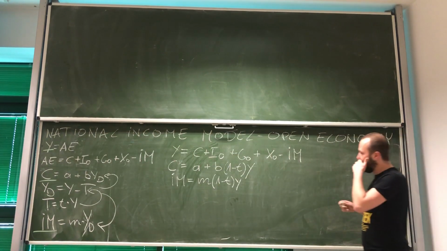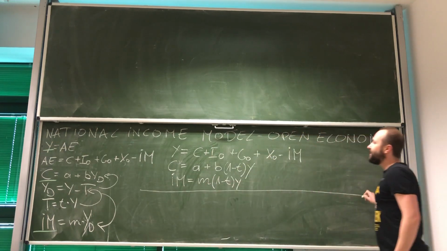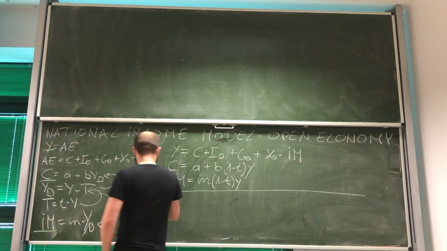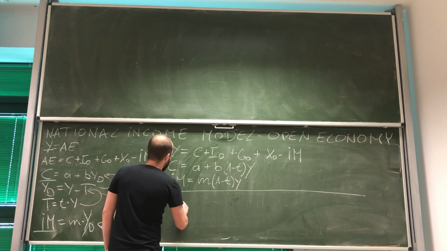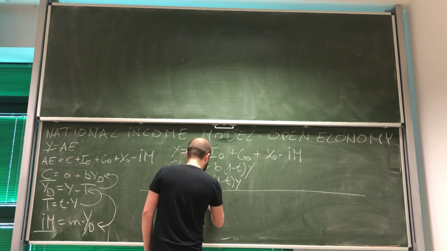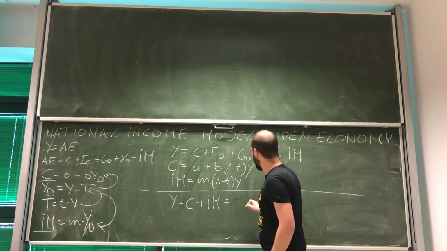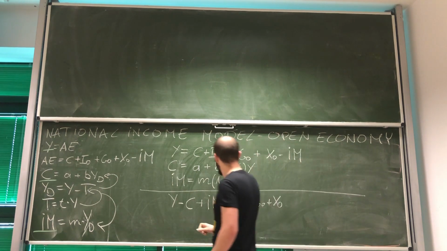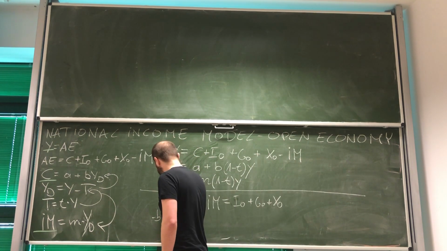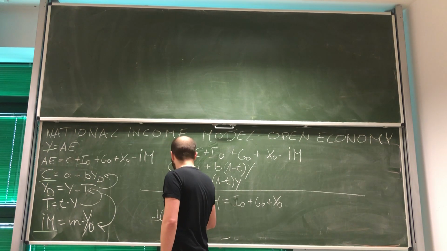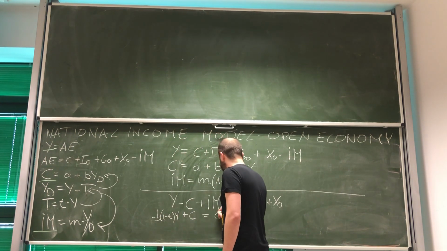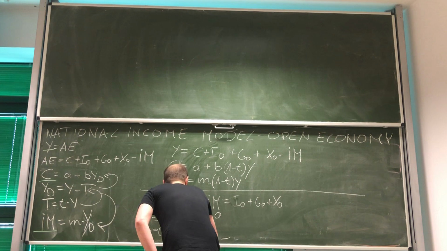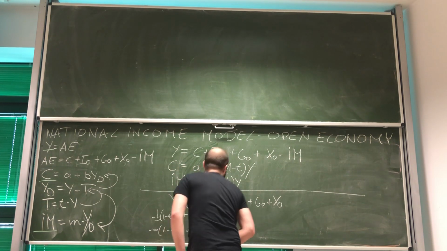Okay, next thing, let's just move all the endogenous variables to the right, exogenous to the left. So here we've got y minus c plus imports equals to I0 plus G0 plus x0. Over here we've got negative b 1 minus t times y plus c equals to a, and in the last one we've got negative m 1 minus t y plus imports equals to 0.